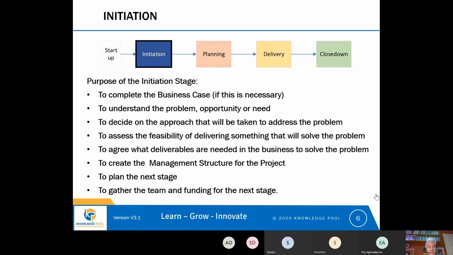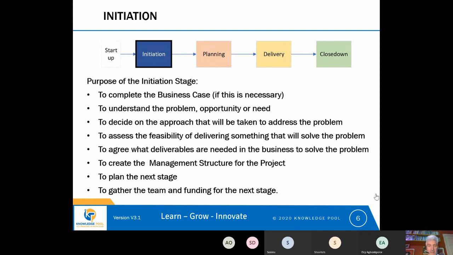The next purpose would be to plan the subsequent stage. So during initiation, one of the tasks is to plan the planning stage. The planning stage, as we'll see shortly, is when most of the planning happens. But during initiation, we have to plan for the planning stage. And so we're assessing what tasks need doing, how big those tasks are, and what resources we need, what people are needed to undertake those planning tasks.